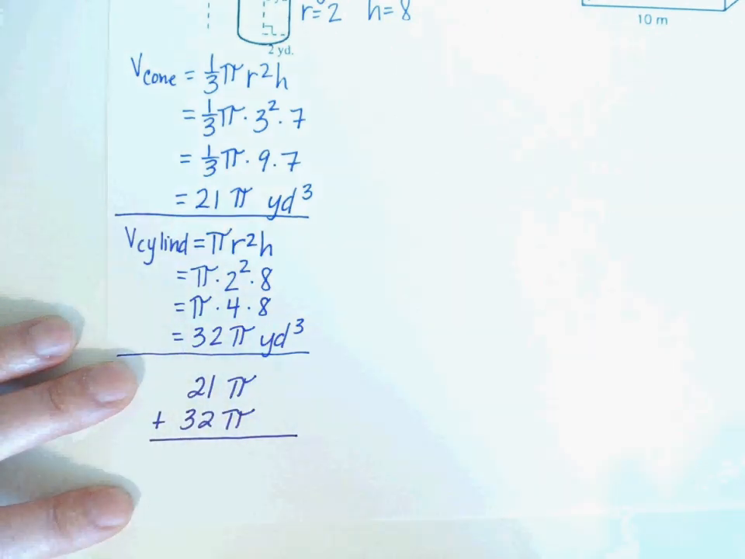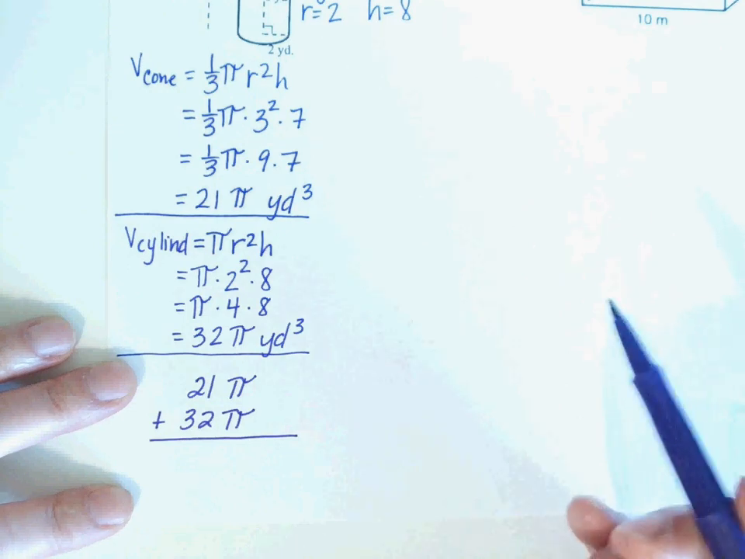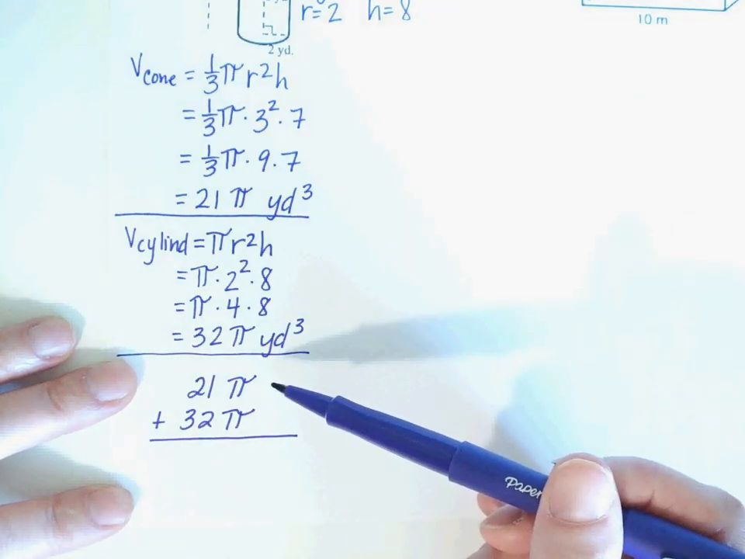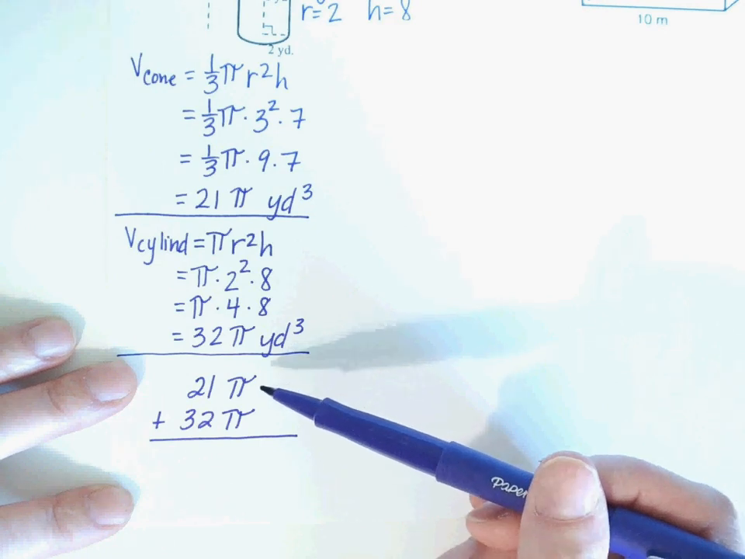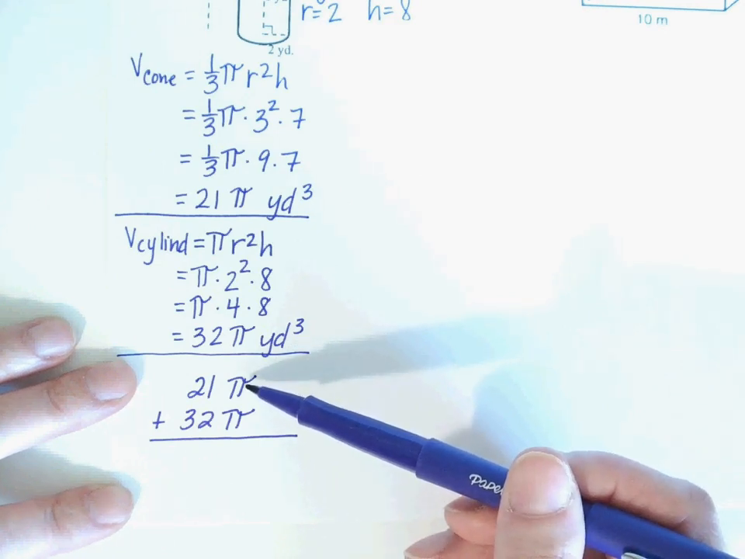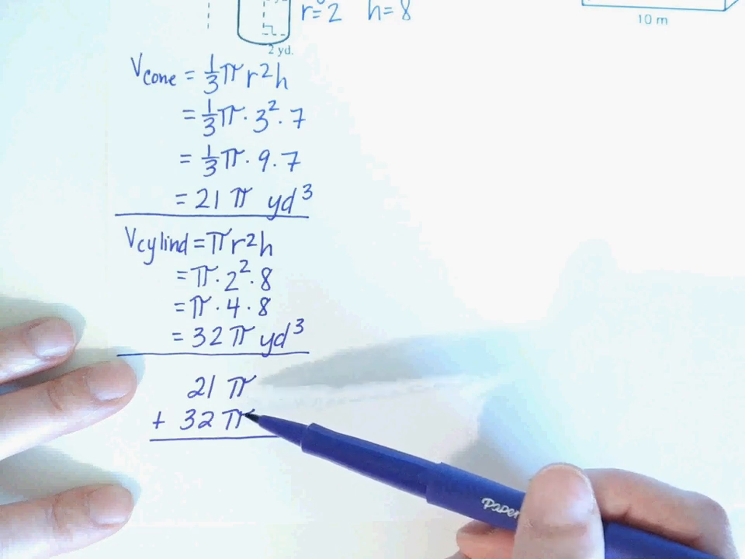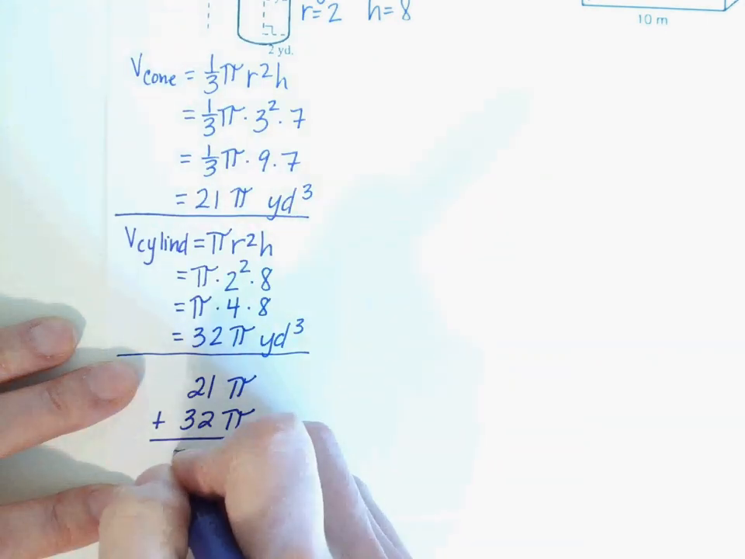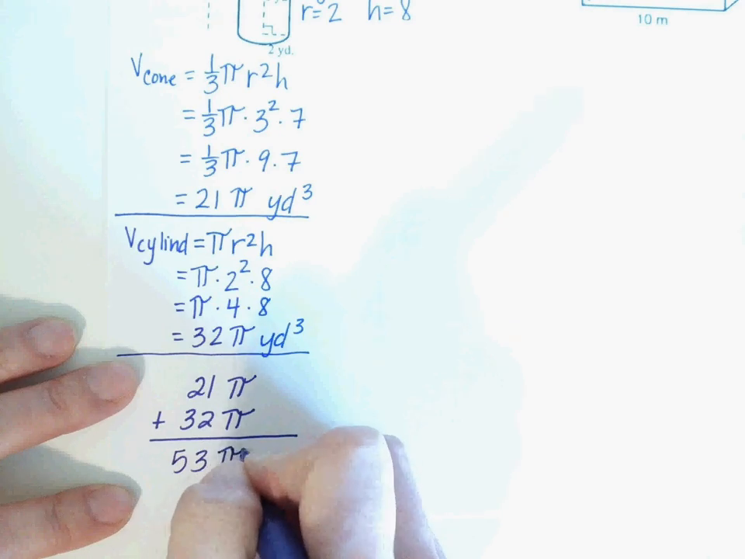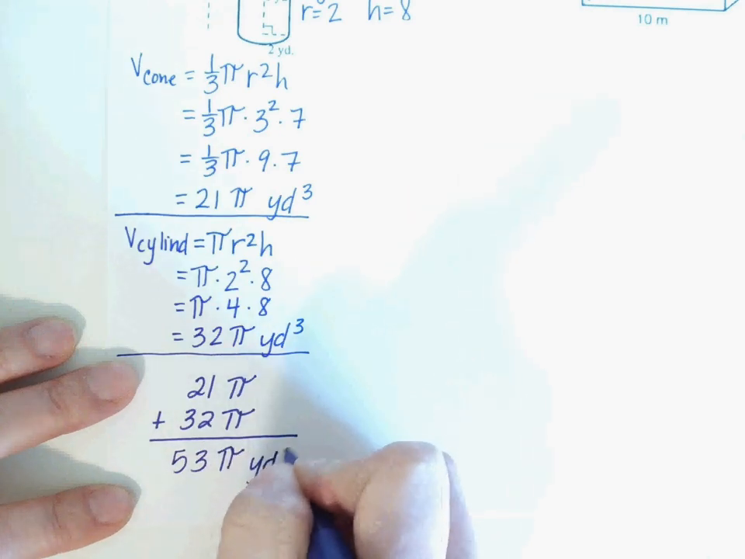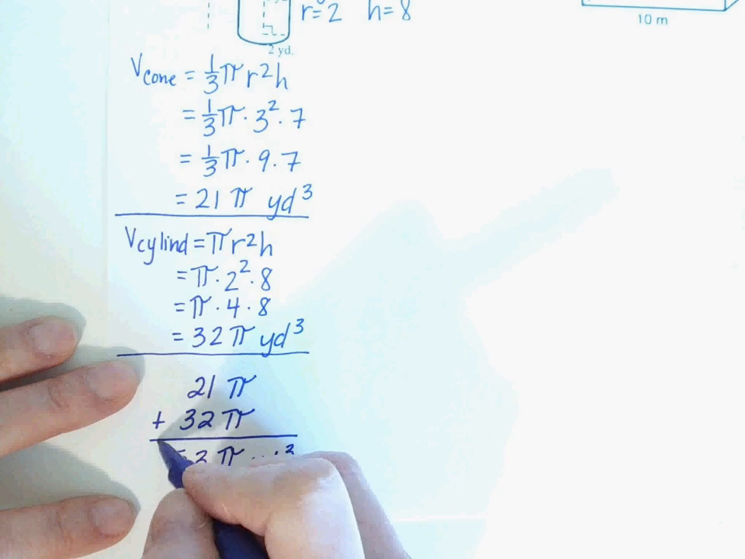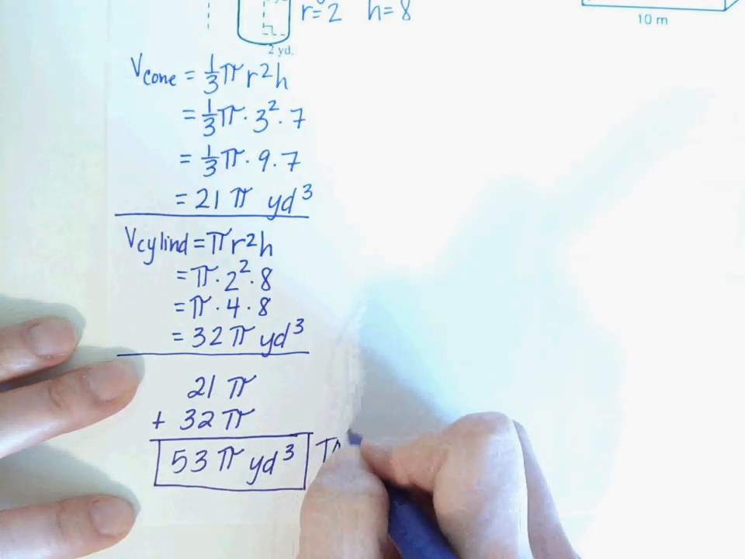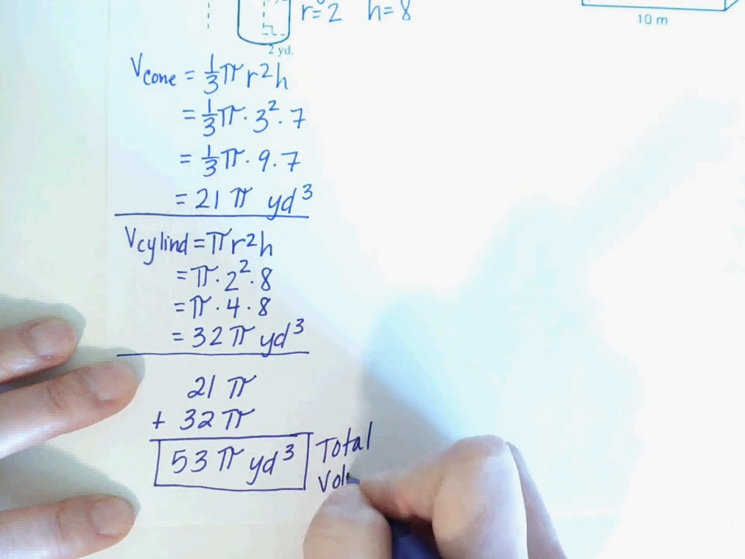Now if you remember, this is going to get added together a lot like how we would add together our variables when you combine like terms. So we can go ahead and add this together and keep it in terms of pi. 21 plus 32 is 53 pi yards cubed. So adding that label on there. And that is the total volume for this figure.